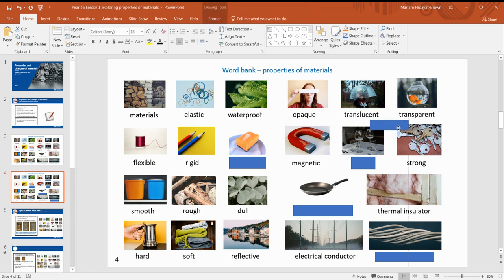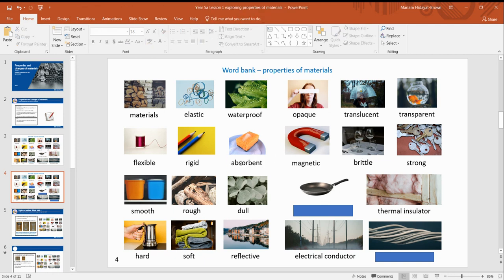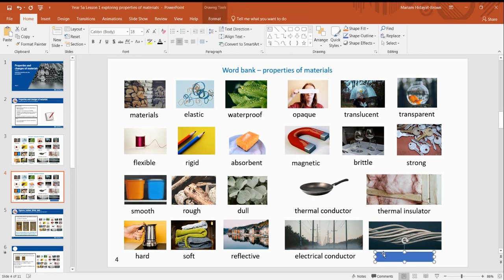Okay, so for this word here, that would have been translucent, which means just about see-through, doesn't it? Brittle is a lovely word that describes something which is hard but is easily broken. So that would be brittle. Absorbent is something like a sponge, which takes in a lot of water or liquid. And this one is a thermal conductor. It lets heat through easily, and this one would therefore be a plastic. The plastic over the wire would be an electrical insulator because it doesn't allow electricity to pass through very easily.